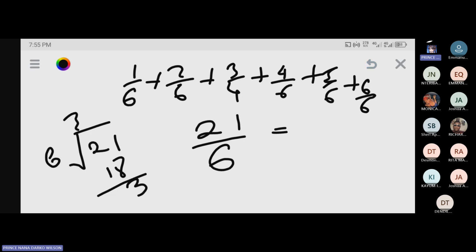6 is unable to divide 3, so you use a point to bring a 0. 6 goes here 5 times, so 6 times 5 is 30. So this means that our expectation will be 3.5 for this particular set of events.